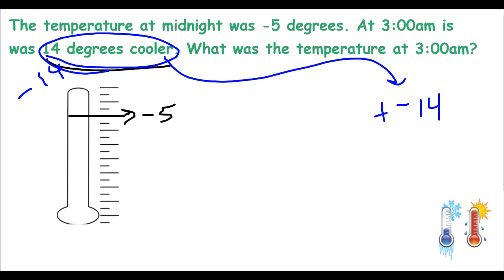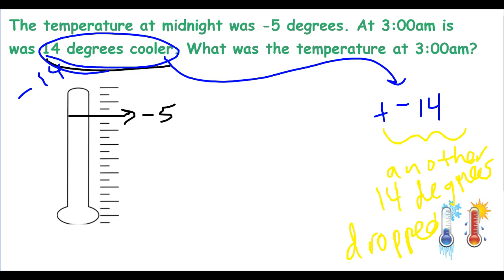It dropped another 14 degrees. This is another 14 degrees dropped. And because it's a drop, it's going to be negative. So we're going to think of this as negative 5 plus negative 14. We start at negative 5, and we include a drop of 14 degrees, which is going to be adding a negative 14. So we're going to drop negative 14.